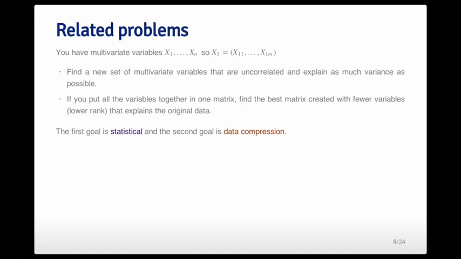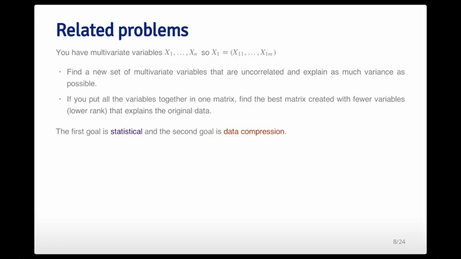Another related problem is that if you put all the variables together in one matrix, like the matrix that we showed in the image, you want to find the best matrix that's created with fewer variables but still explains the original data. The more technical term is that you want to find a lower rank matrix that explains the original data reasonably well.